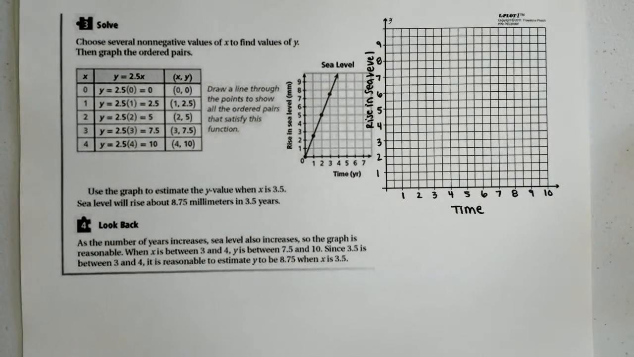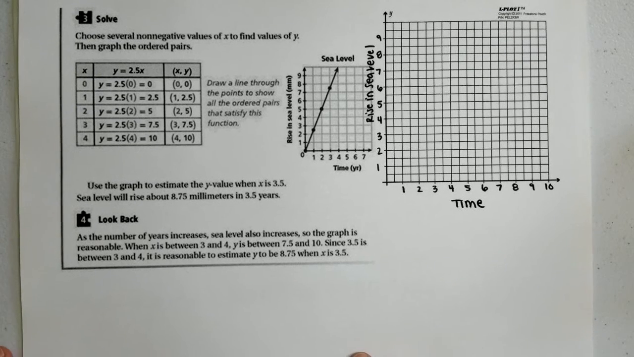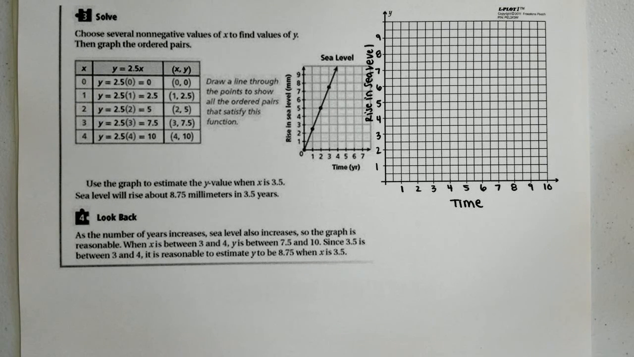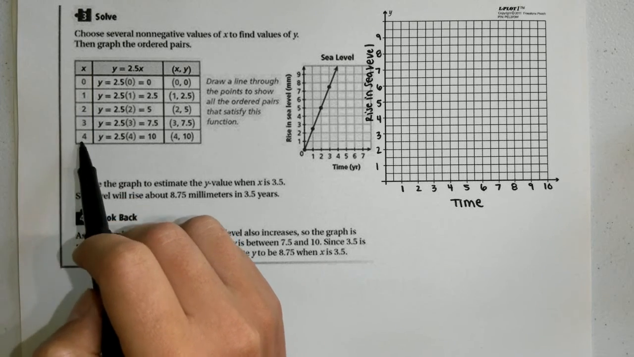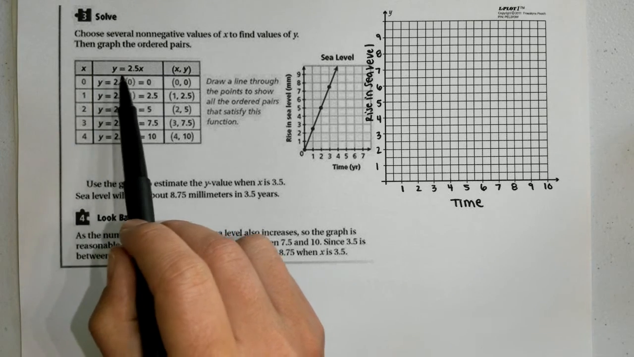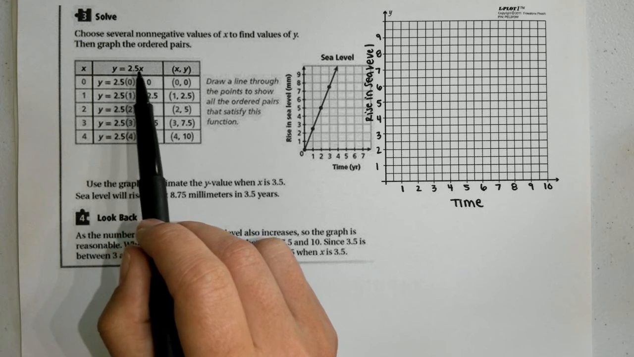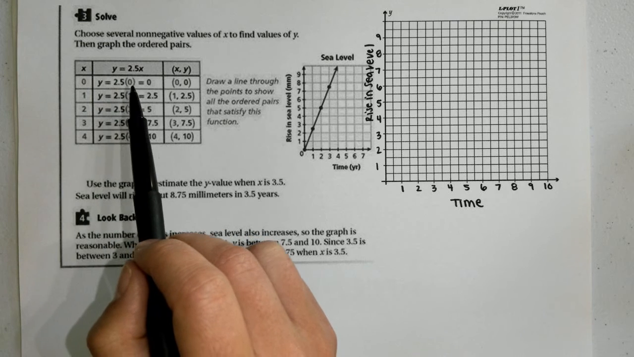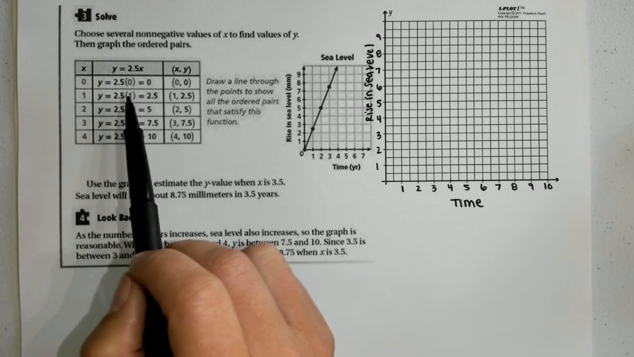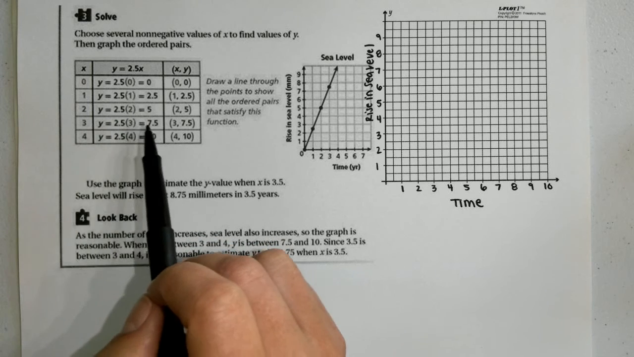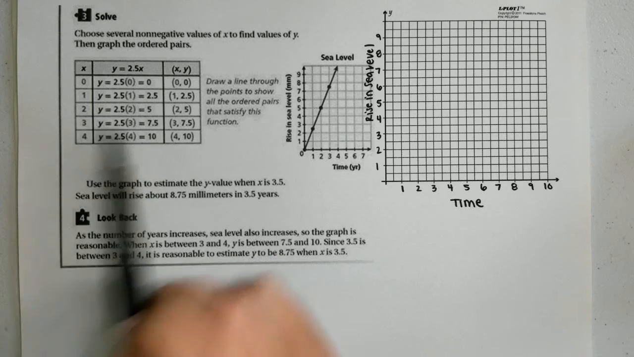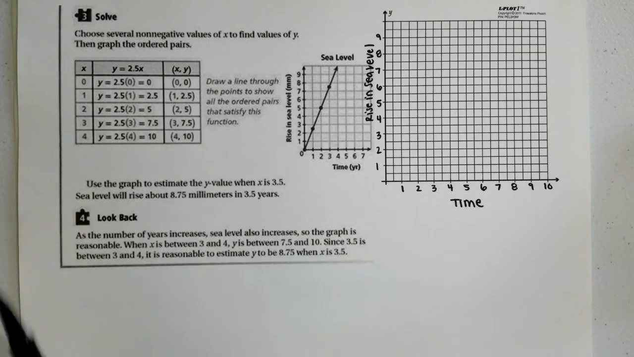So now we're going to go ahead and start solving. So we choose several non-negative values to find the values of y. So we chose 0, 1, 2, 3, and 4. So we used our equation, y equals 2.5x, and substituted in 0. Got 0. Substituted in 1, 2.5; 2, 5; 3, 7.5; 4, 10. And then we got our ordered pairs.